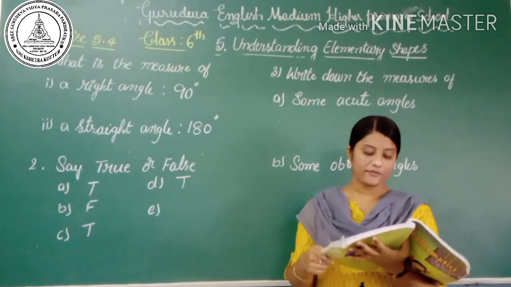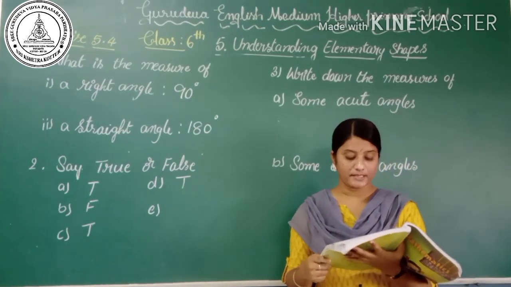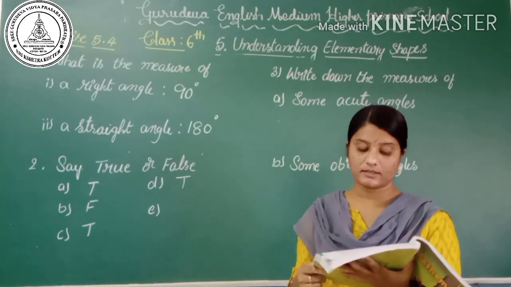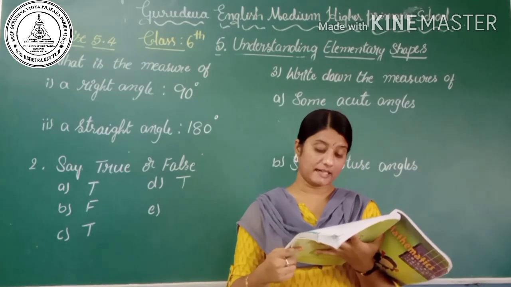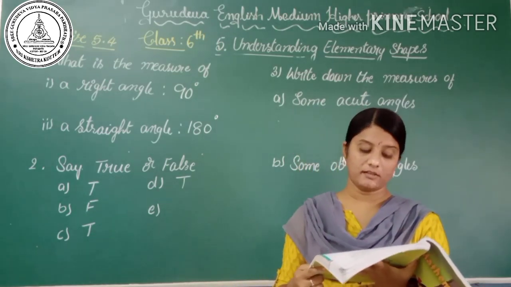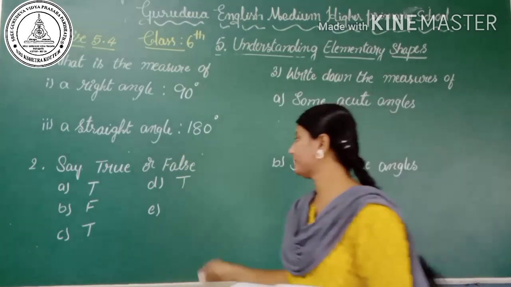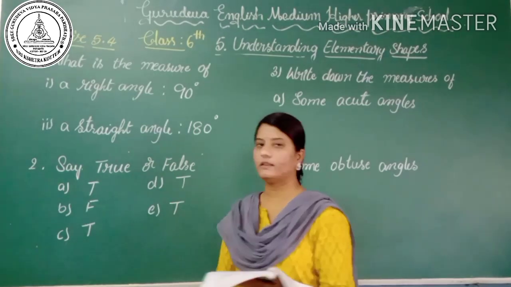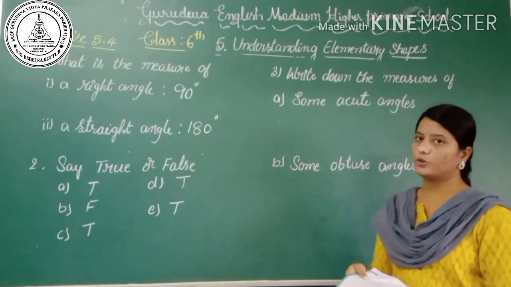Then next, if measurement of angle A is equal to 53 degree and measurement of angle B is 35 degree, then measurement of angle A is greater than measurement of angle B. Yes, which is greater here? Angle A is greater, so the given statement is true. Okay, is it clear? Yes. Let's go to the third question.